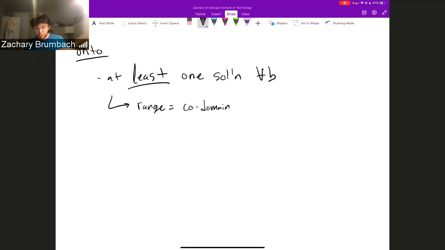So onto means you have at least one solution. That means your column space... no, that doesn't tell us anything. Sorry, I don't want to say the wrong thing. Columns of A.